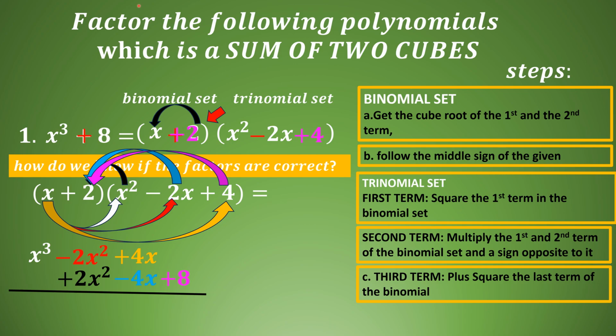Let's proceed to vertical addition. So x cubed will be brought down. The negative 2x squared and the positive 2x squared will be combined because they are similar terms and they have different signs. Thus, we need to subtract them and it gives us a 0. This one will give us a 0 also. Then we need to bring down a plus 8. So as you have seen, x cubed plus 8 are the remaining terms. And so far, this is our given, which is x cubed plus 8.